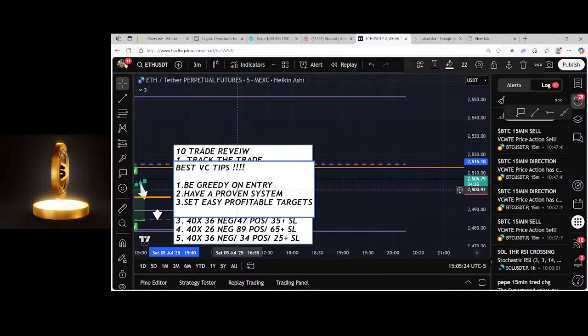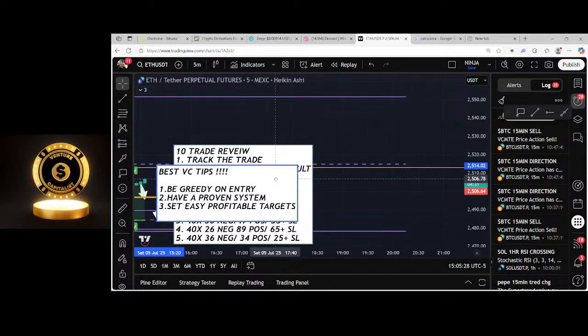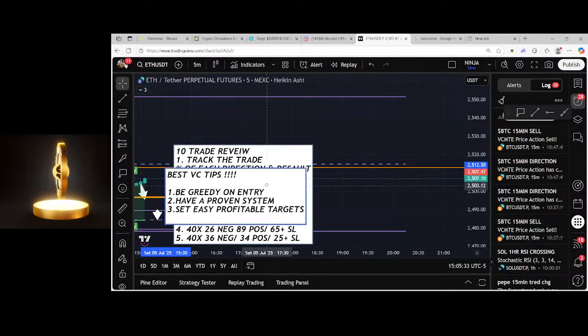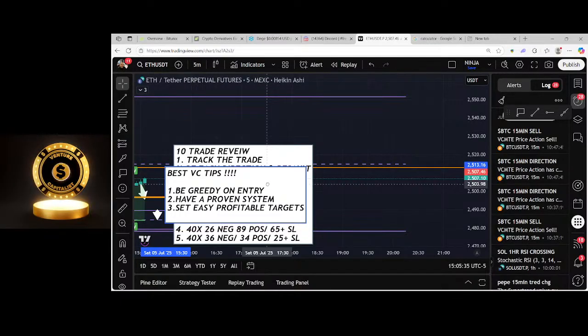Okay, you have to have a proven system, but be greedy on your entry, right? Being greedy on your entry. I'll tell you a secret. It's very simple. If you're greedy on your entry, right? If you always enter at the best time or almost a decent entry, you will win 90% of those trades if you have an easy, profitable target.